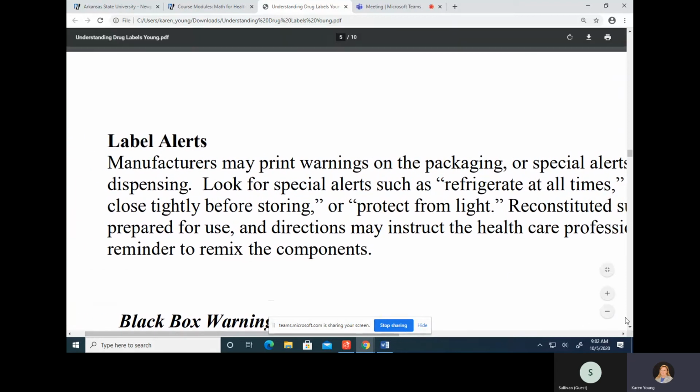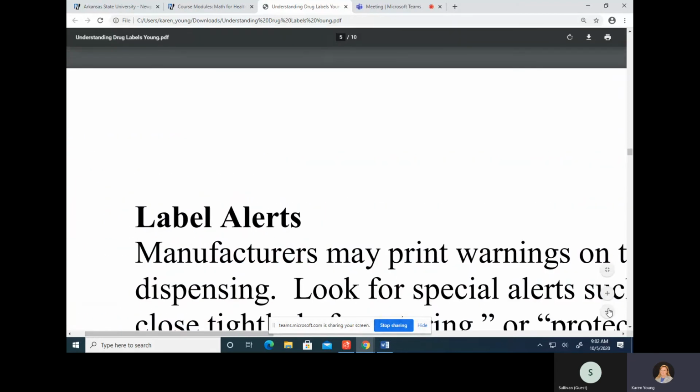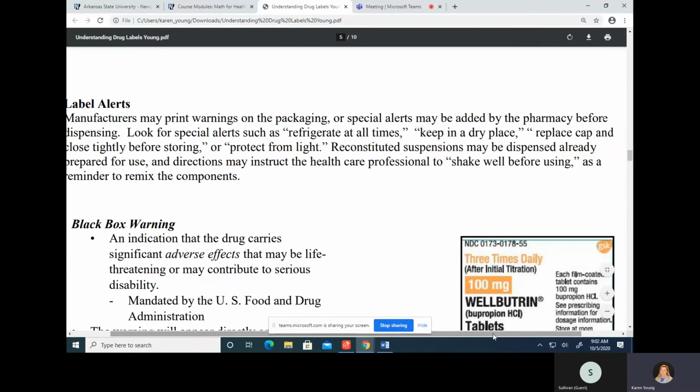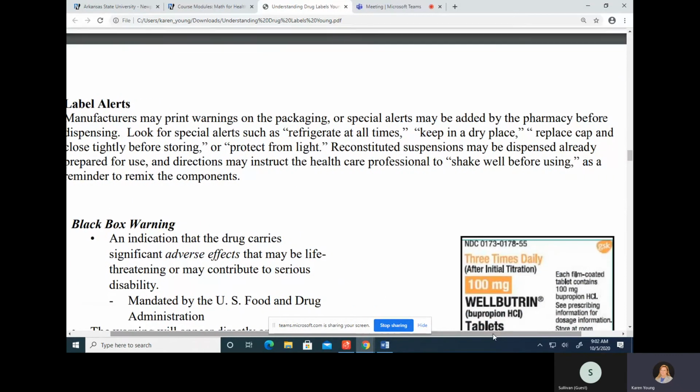You have your label alerts. Such as, refrigerate at all times, keep in dry place. Those will be in the small print. Shake well before using. Don't drive or operate heavy equipment. Don't take with alcohol. Those are all label alerts that the pharmacist might put on.